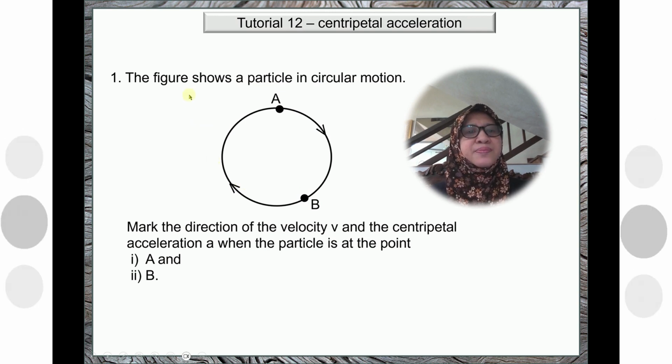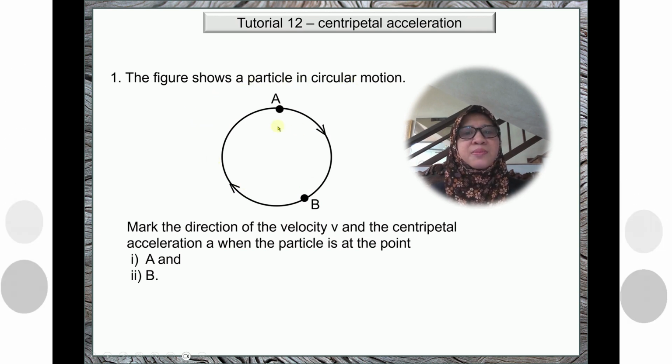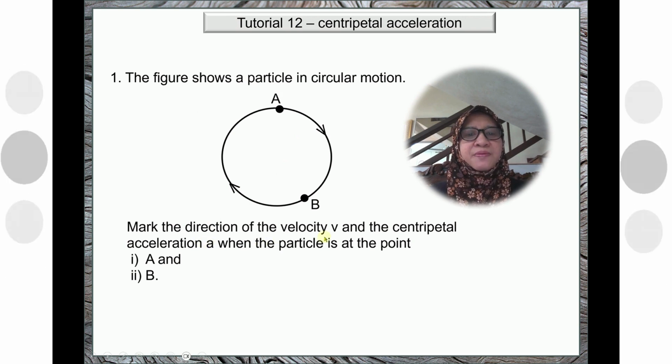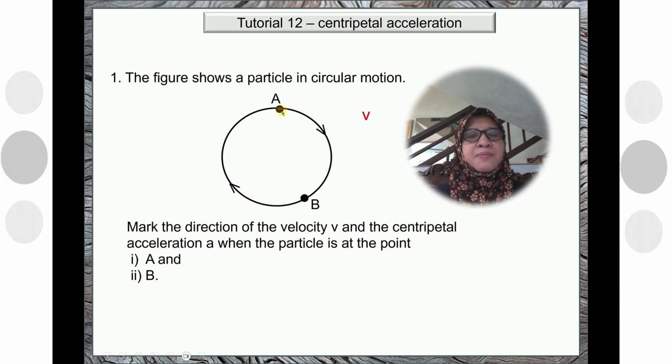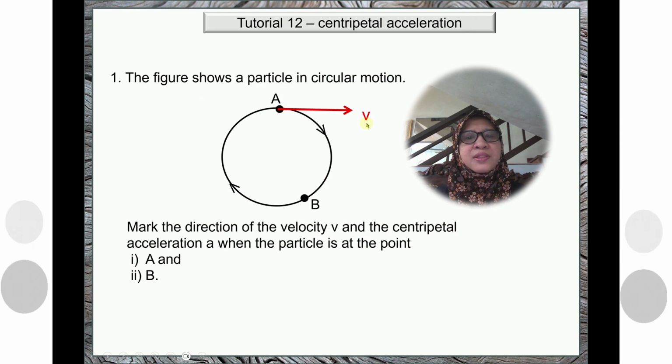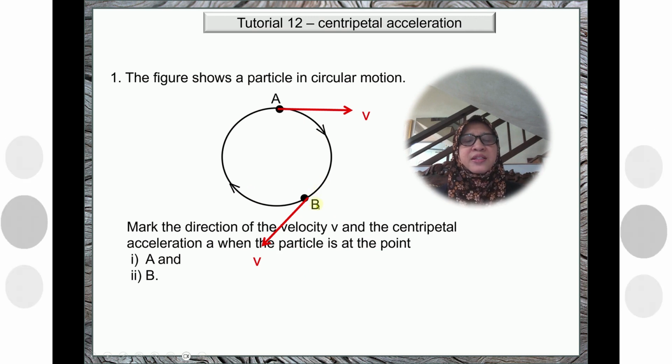Okay, in question 1, the figure shows a particle in circular motion. Mark the direction of the velocity v and the centripetal acceleration a when the particle is at point A and point B. On the diagram here, we mark the direction of v, which is tangent to the point A. The velocity direction is tangent at A, and at B, the velocity is tangent to B. The speed is constant at all points.